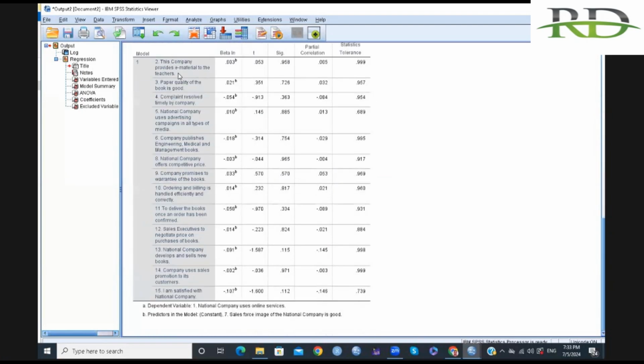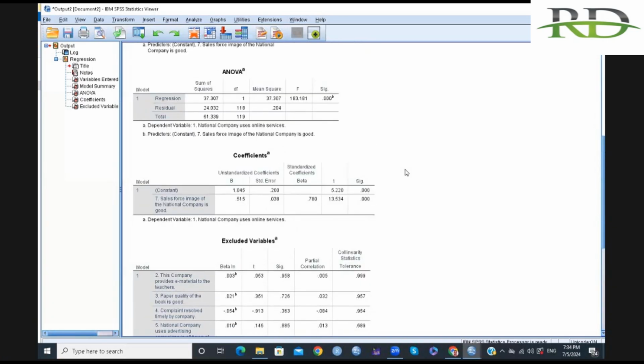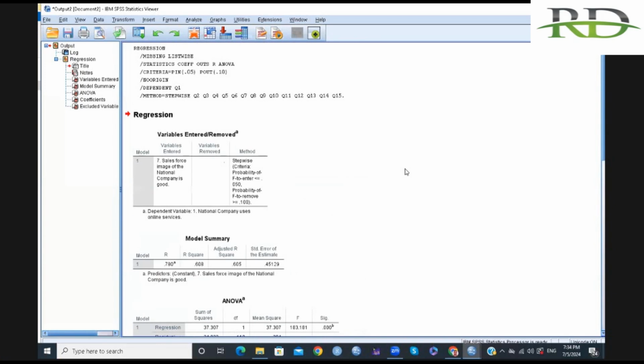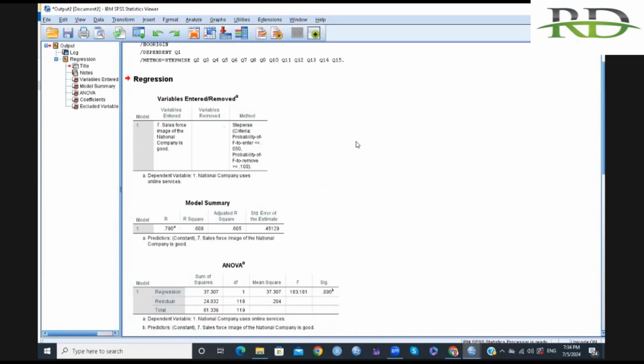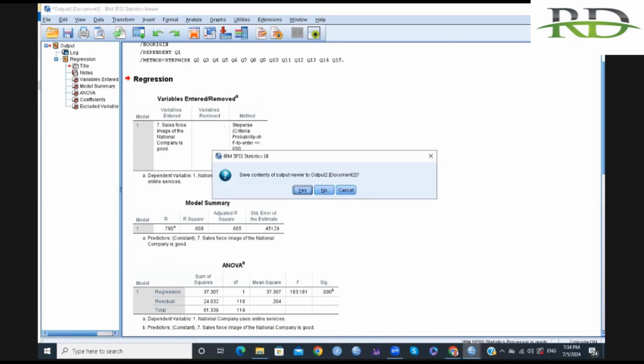So this way we will see that R square, adjusted R square is again that 0.6, only 60% of the data is explained by this. So all these variables are excluded from that analysis. They do not contribute to the dependent variable. So this way you can select the multiple linear model as well. You just put the dependent variable in the dependent group and you can put all independent variables in the independent variables column.